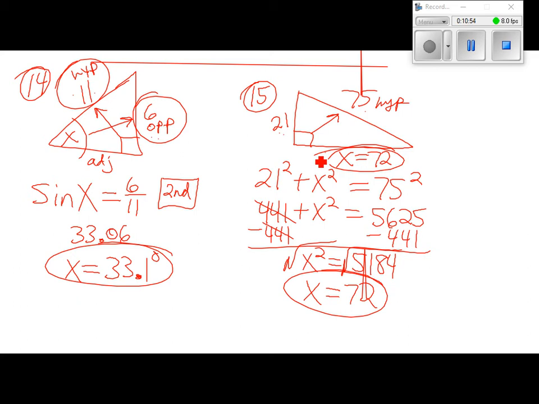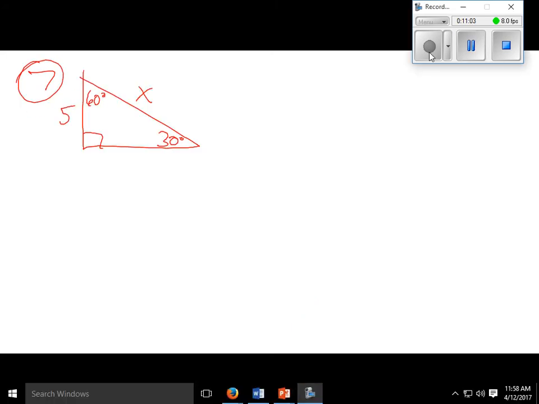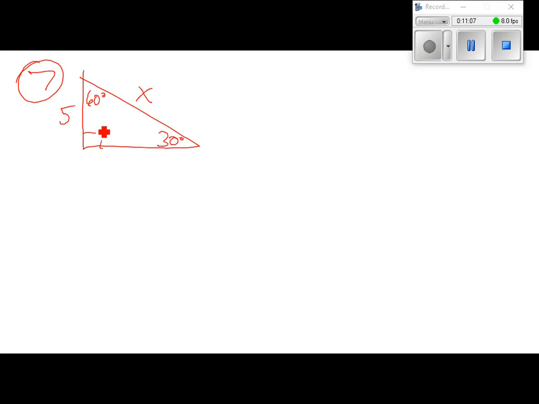After 15 was problem number 7. Problem number 7 looks something like this. We have a 30, 60, 90 triangle, so I'm going to label it like that. The side across from the 30-degree angle should be labeled L. The side across from the 60-degree angle, L times the square root of 3. The side across from the right angle, 2L. This is the one we know this time, so we just set those two equal to each other. So we end up with L equals 5.